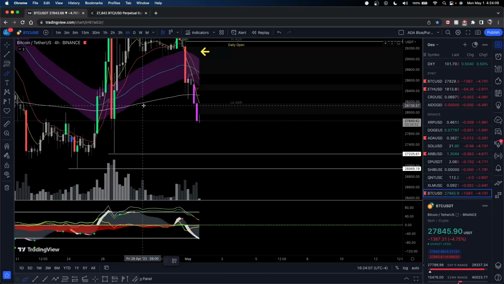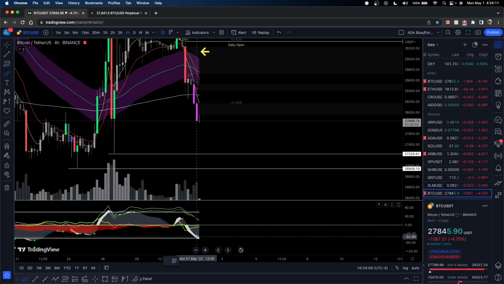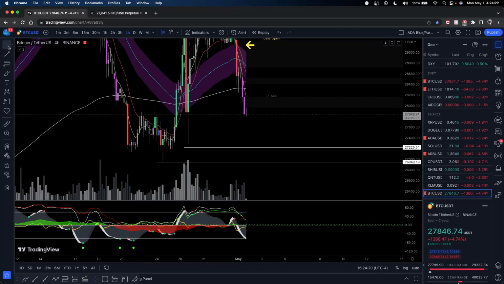So it's safe to assume, and the 4 hours is pretty bottomed out with money flow coming up, that potentially we could just start forming a new range here. We could keep dropping. I'm not saying we're not.